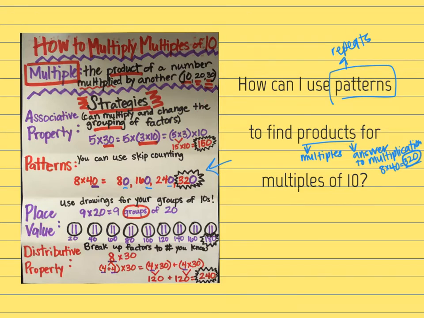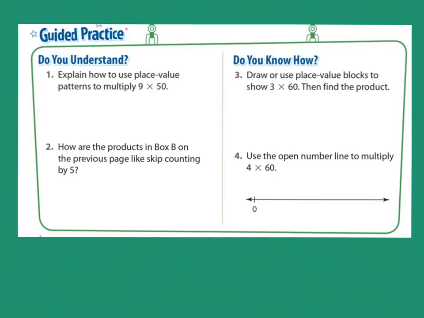All right? So what we're going to do now is we are going to go ahead and practice. Okay, so number 1 says, explain how to use place value patterns to multiply 9 times 50. Or we could say 9 groups of 50. So when I'm thinking about place value and I'm thinking about patterns, I want to think about a model. So when I read 9 times 50, I need to think 9 groups of 50, or I could say 9 groups of 5 tens, because we know that 50 is the same thing as 5 tens.